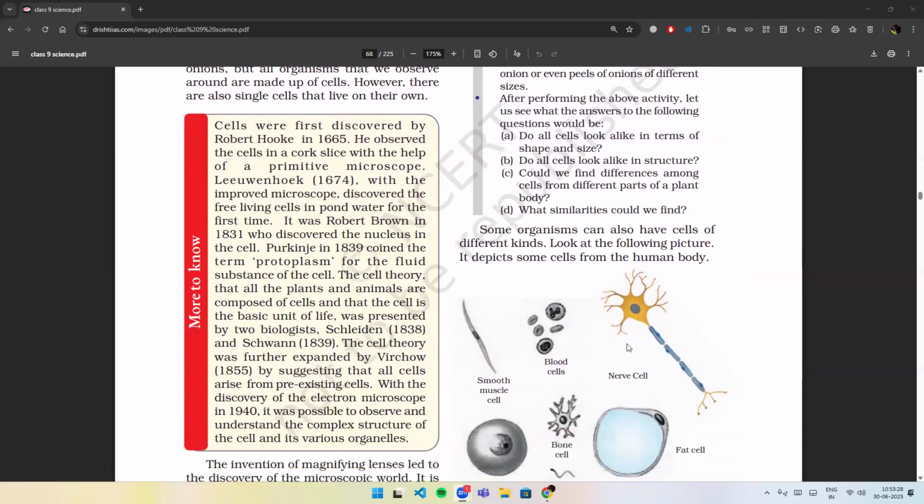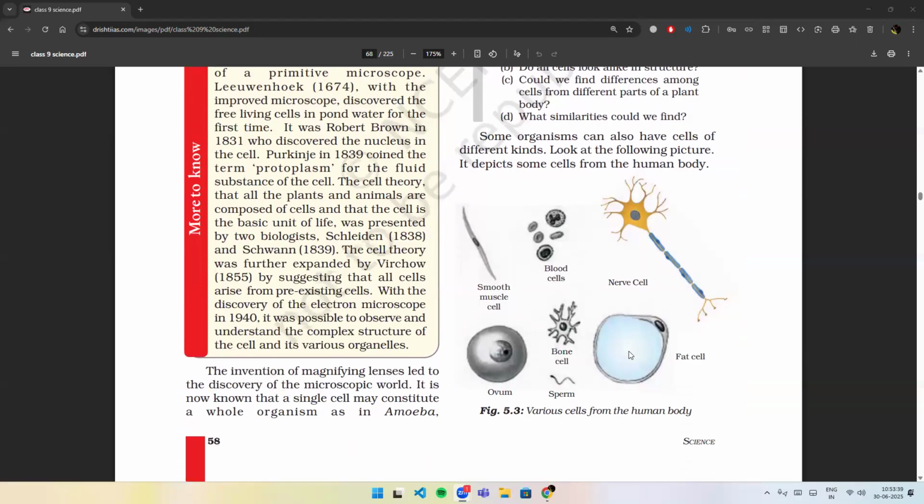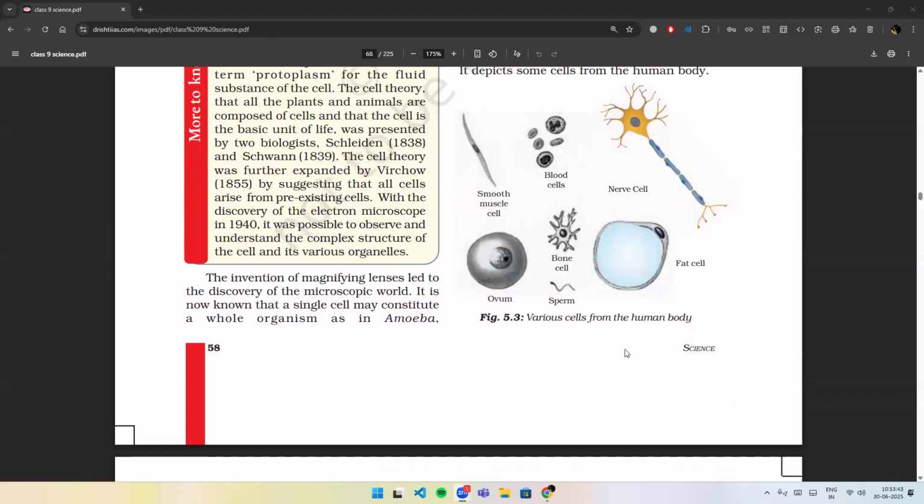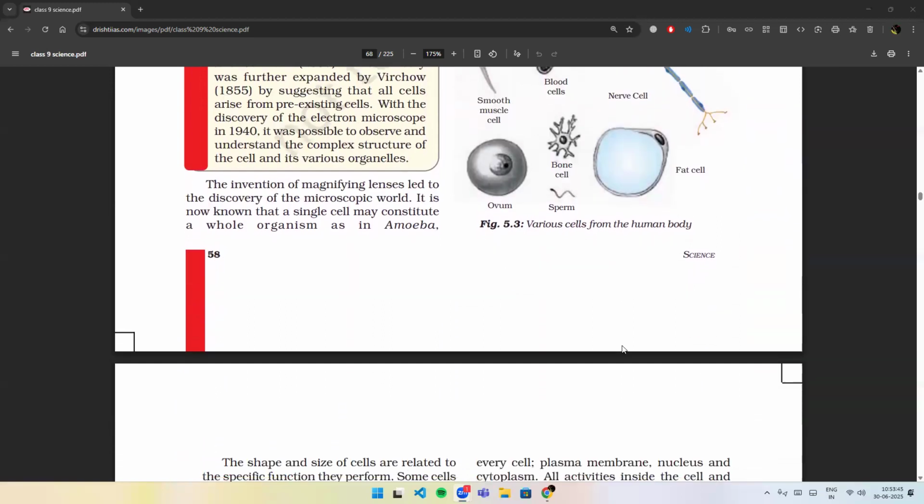Could we find differences among cells from different parts of a plant body? What similarities could we find? Some organisms can also have cells of different kinds. Look at the following picture. It depicts some cells from the human body.